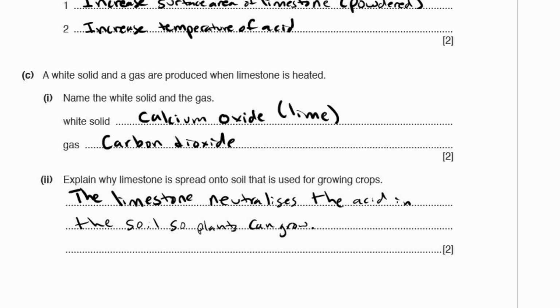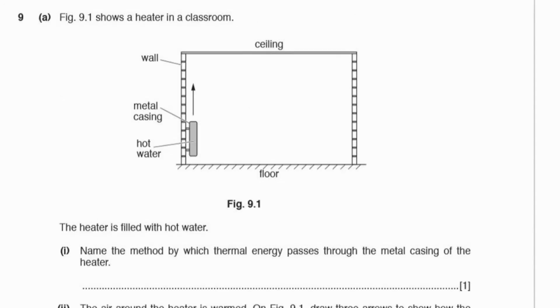All right, now move on to the physics. Question 9. Figure 9.1 shows a heater in a classroom. The heater is filled with hot water. Name the method by which thermal energy passes through the metal casing of the heater. Well, that's conduction. Conduction happens when things are in contact.